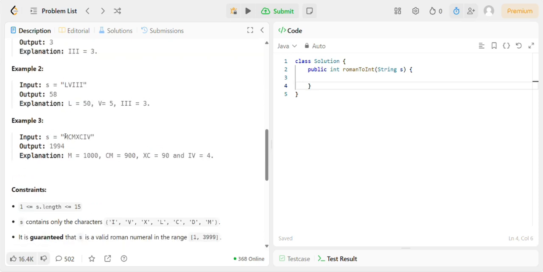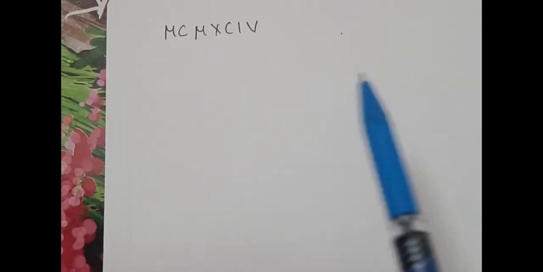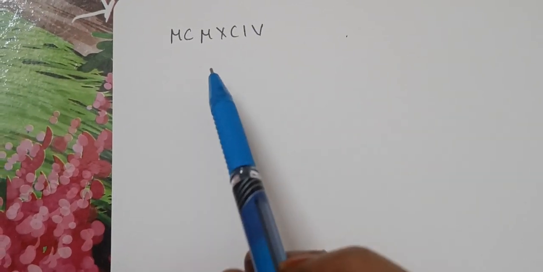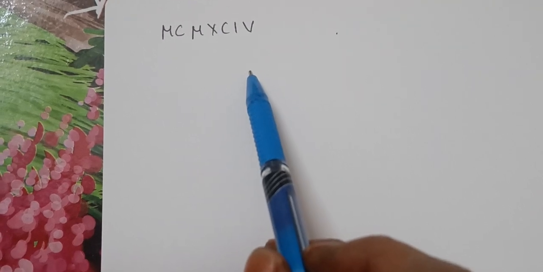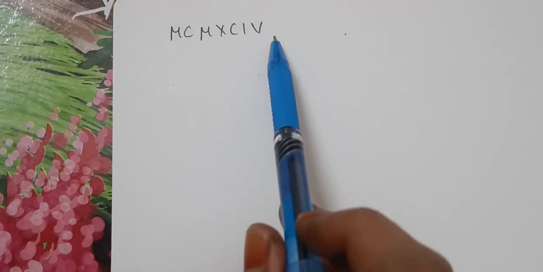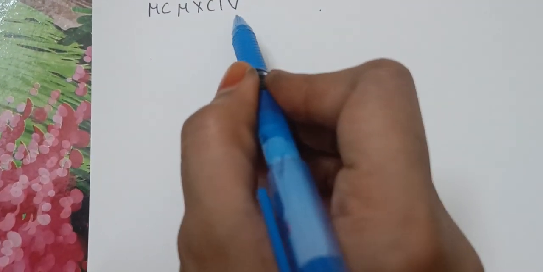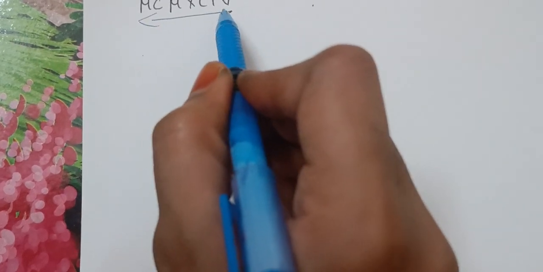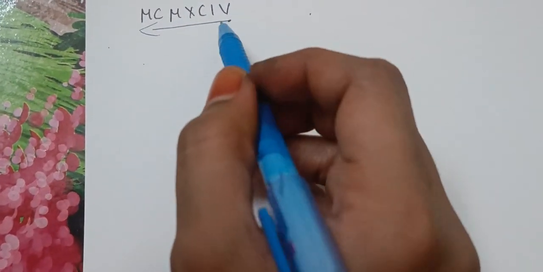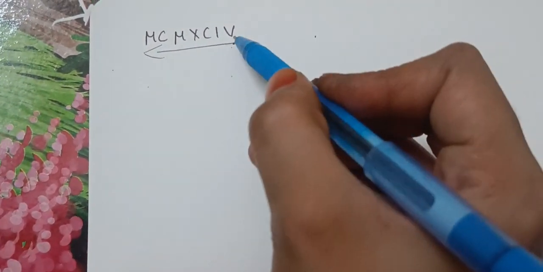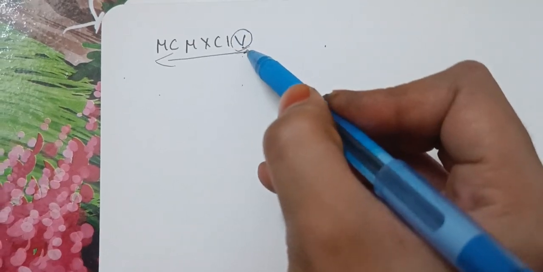Let us take MCMXCIV as an example. The conversion of Roman to integer starts from right to left. It goes from V to M. So let us first consider the last symbol, that is V.